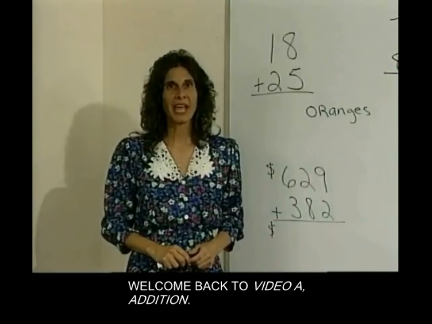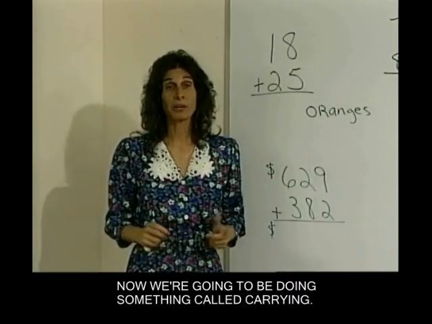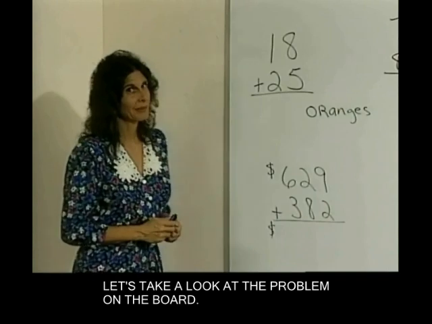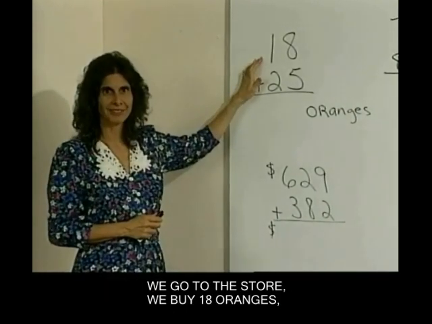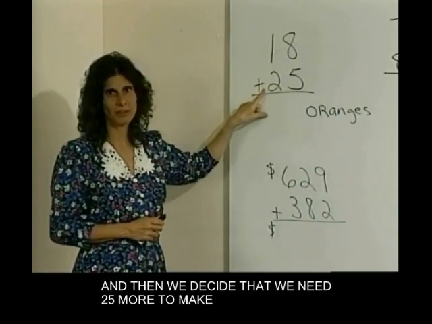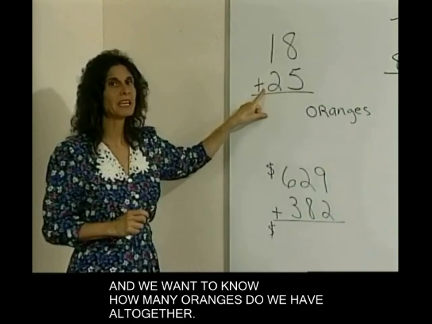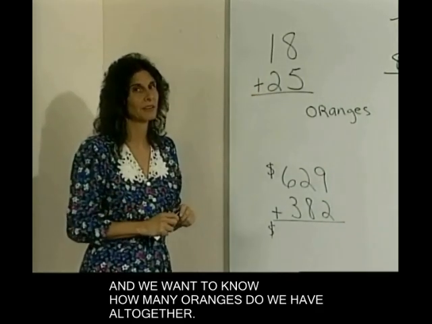Welcome back to Video A, Addition. Now we're going to be doing something called carrying. Let's take a look at the problem on the board. We go to the store, we buy 18 oranges, and then we decide that we need 25 more to make that large amount of orange juice that we'd like to make. And we want to know how many oranges we have all together.